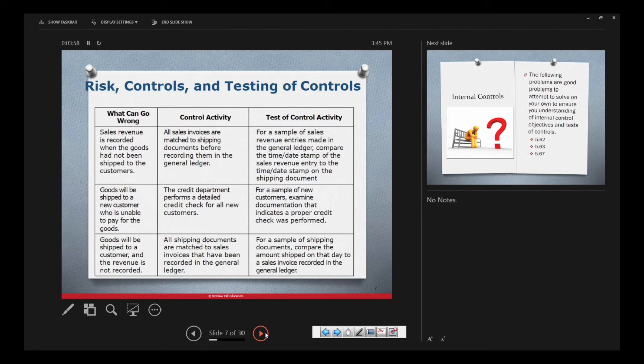When we think about internal controls, remember internal controls are designed to address the risk. So you think about what could go wrong, and is the control effective to address what could go wrong? So again, sales revenues reported when goods had not been shipped to the customer. That's what assertion is violated there.